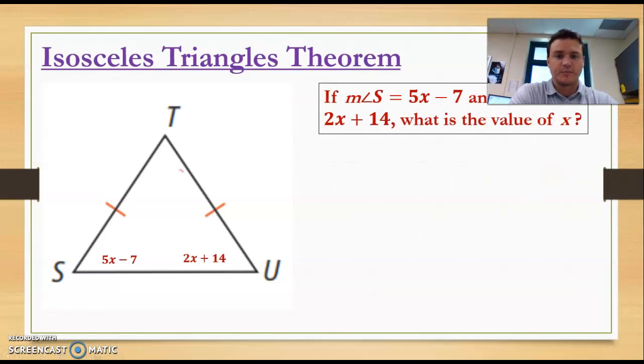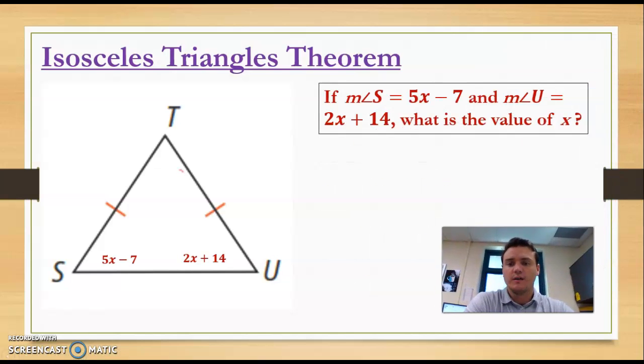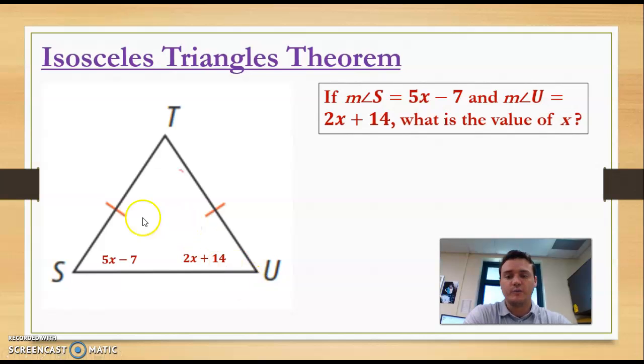In this type of problem, here we have an isosceles triangle. We know that because these sides are congruent. It says if angle S is equal to 5x minus 7 and angle U is 2x plus 14, what is the value of x? Because these sides are congruent, the angles opposite those sides have to be congruent. So angle S has to be equal, or congruent, to angle U.